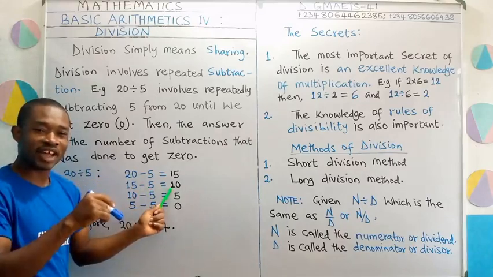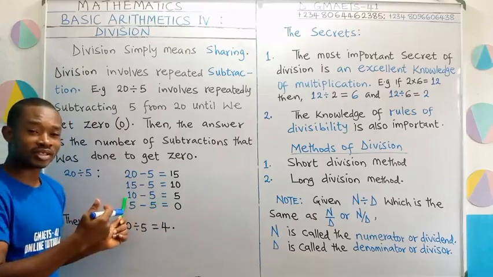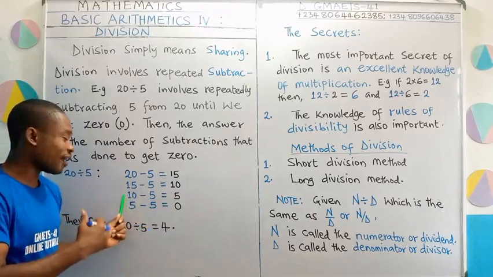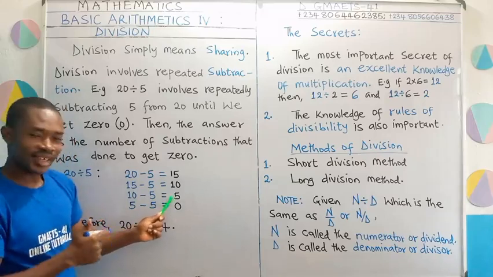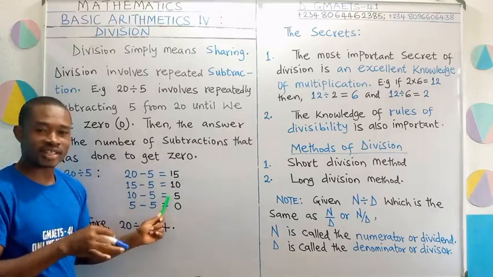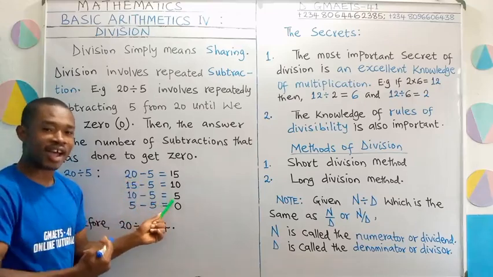10 is still bigger than 5. You can still remove 5 from 10, you know that. So I went to the third subtraction. You see, I am repeatedly subtracting 5 from whatever I get. So I have 10 minus 5. 10 minus 5 gave me 5. This 5 is not less than 5. I hope you know that. 5 is not less than 5. 5 is equal to 5. Exactly. So you can still remove 5 from 5.